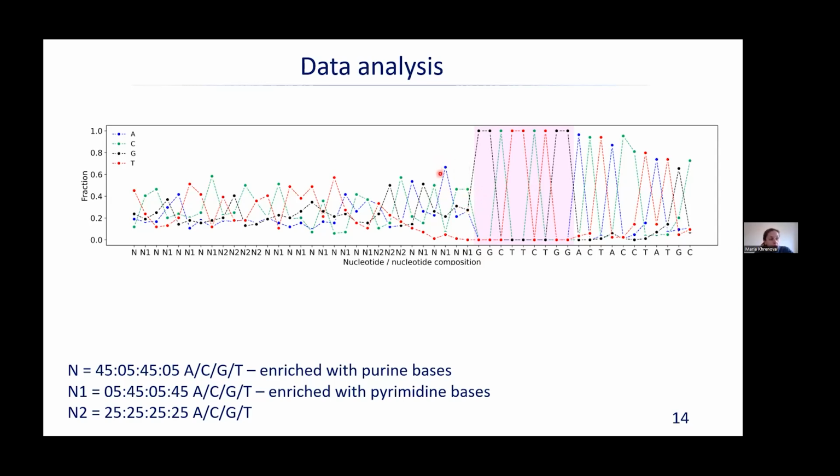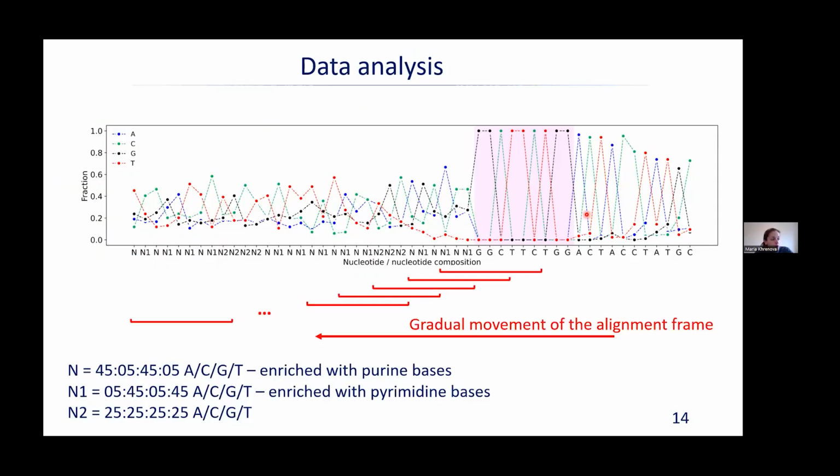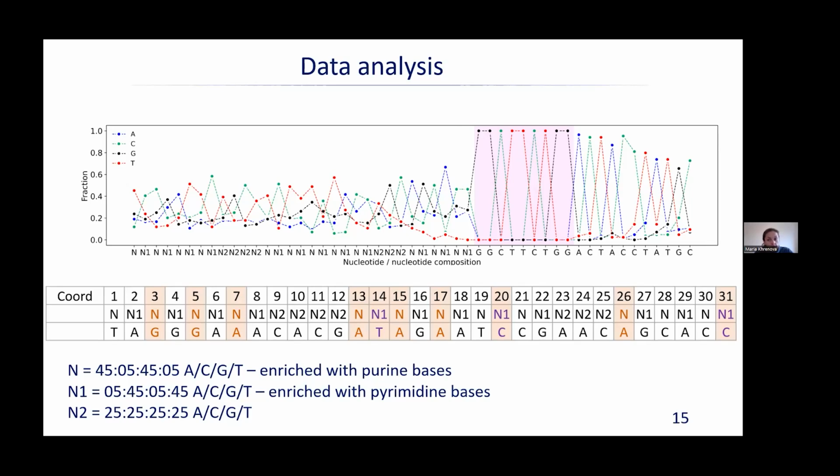And then we choose them, and gradually we moved this alignment frame, and step by step determined the sets of 3 nucleotides. So this allowed us to get the entire sequence of the aptamer.